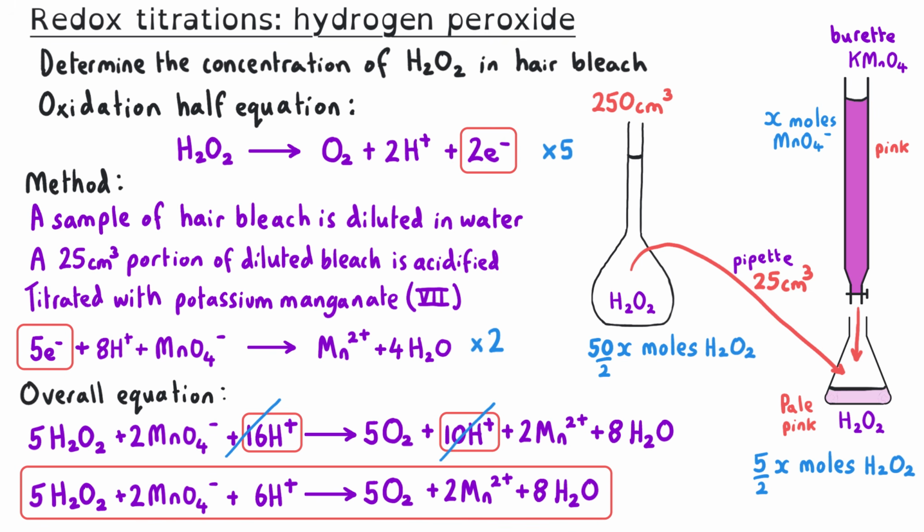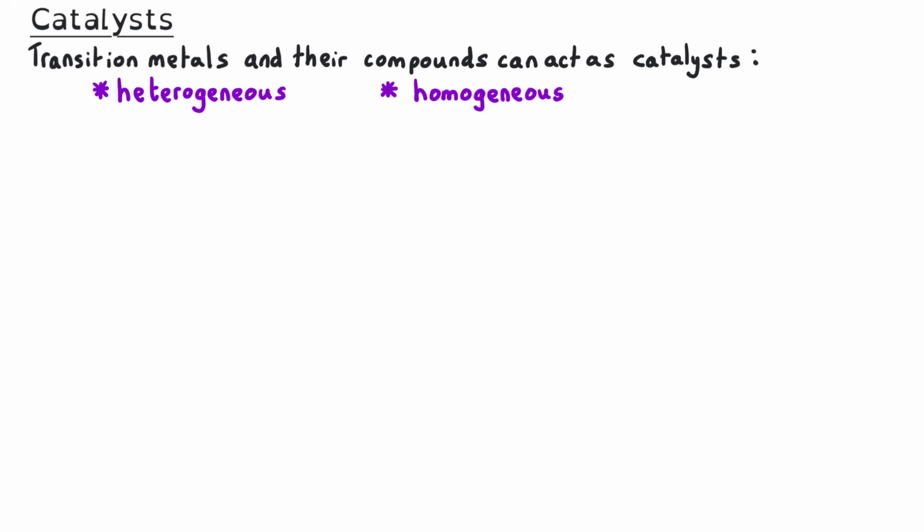Transition metals and their compounds can act as catalysts. There are two different types of catalyst, heterogeneous catalysts and homogeneous catalysts. And before we take a look at both of these in more detail, let's remind ourselves about what catalysts are.